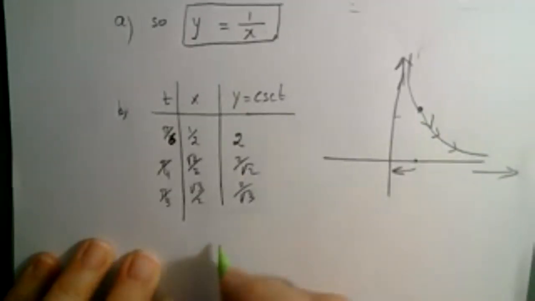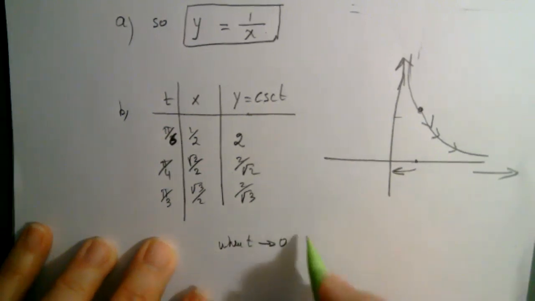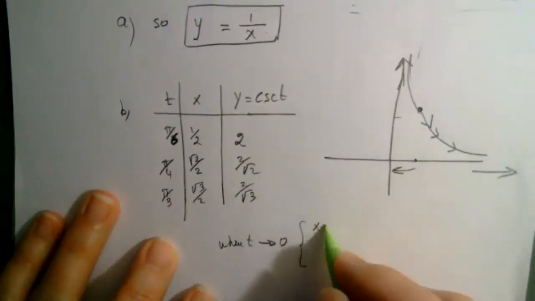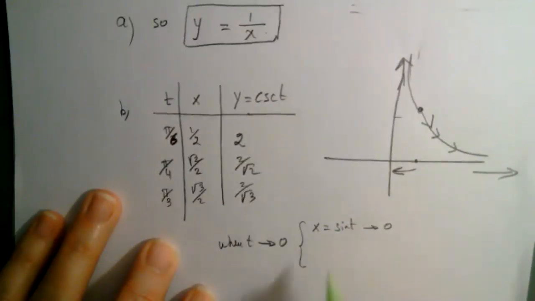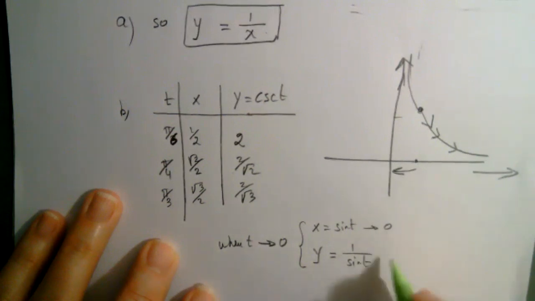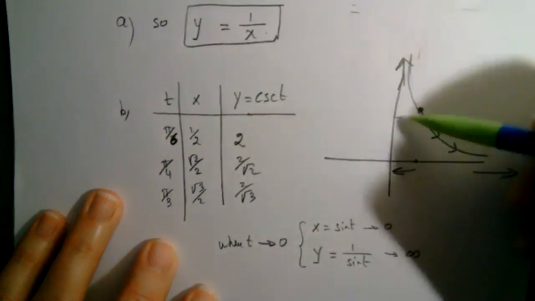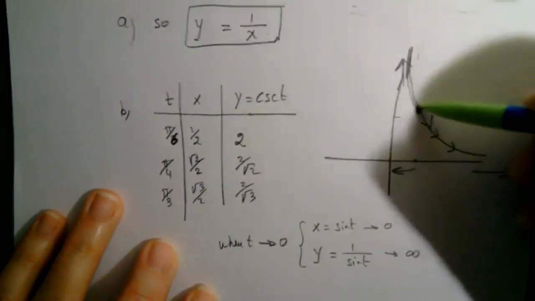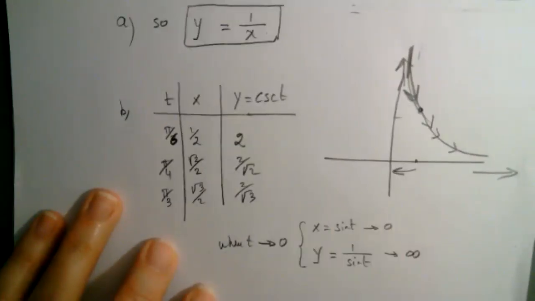So we can study this. When t goes to 0, what's the picture? The x is the sine of t, which becomes close to 0. And the y will do what? It's 1 over the sine. It means the y is going to go to plus infinity. So when t is close to 0, the x is close to 0, but the y is going to infinity. And this is really to describe this piece of the graph.